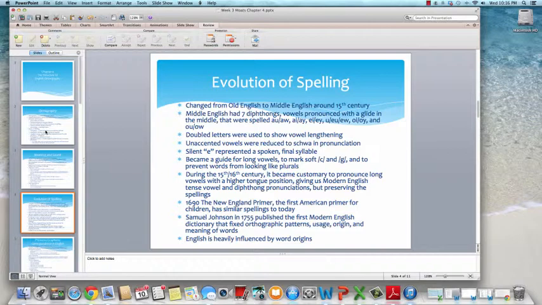So during the 15th and 16th century, it became customary to pronounce long vowels with higher tongue position, which gives us our modern English tense vowel and diphthong pronunciations. But we still preserve the spellings. So we changed our enunciation a little bit from "oi" to "oi," really quick, a little bit quicker sound. But we didn't change the spellings.